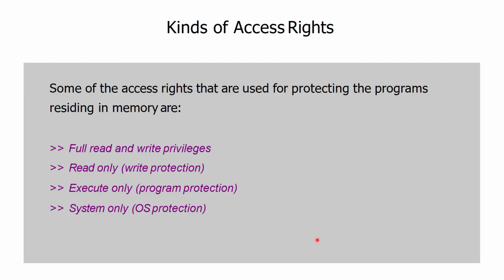There are multiple types of access. These are full read and write privilege, read only, write protection, execute only, program protection, and system only, meaning OS protection. These are the access rights that are used for protecting the programs residing in the memory.